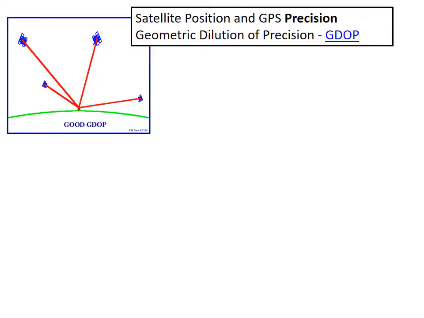The most important factor that affects your GPS unit's precision is simply where the satellites happen to be above you and how many of them you can get signals from. This is known as the geometric dilution of precision, or GDOP.